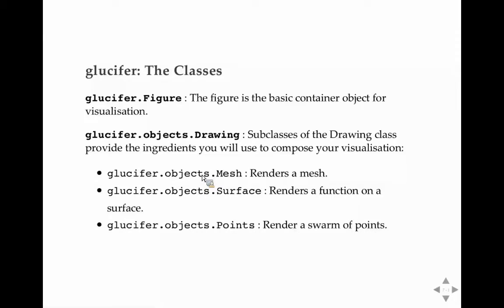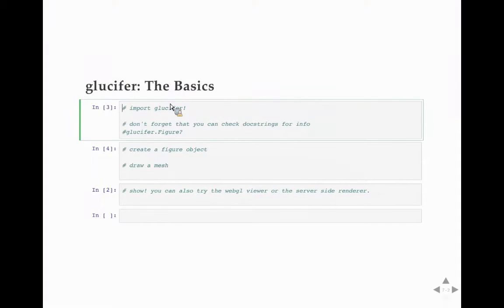And the drawing objects are the visualization data. So the ones we're going to look at today are mesh, which renders a mesh. There's a surface object which will draw a function on any surface, so functions will come soon. And then we have a points object as well, which you'll typically use for swarms. So likewise, to use GLucifer, we just import GLucifer.